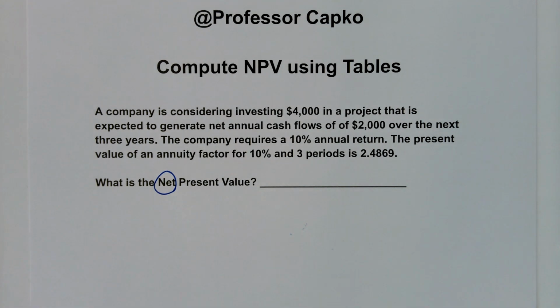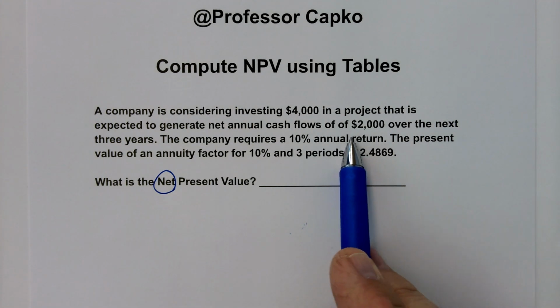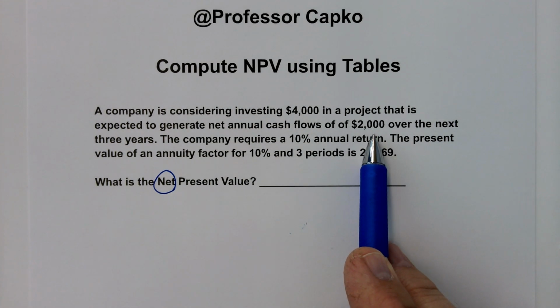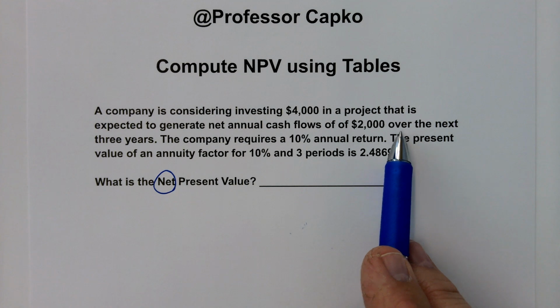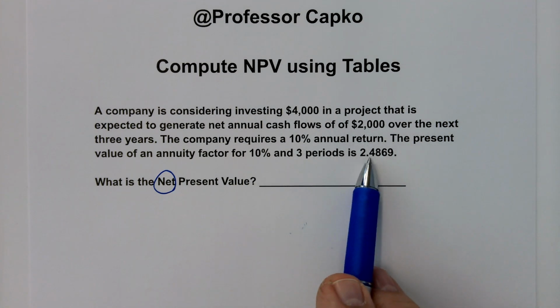All right, so we need to figure out what is the present value of this $2,000. If you think about it, it's $2,000 over 3 years. So it's 2,000. The next year you add another 2,000, so we've got 4,000.